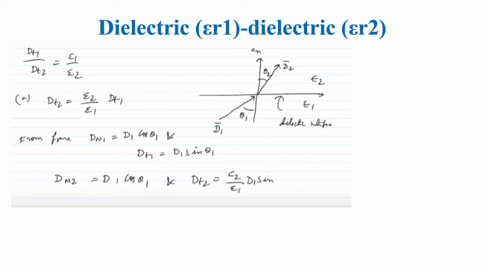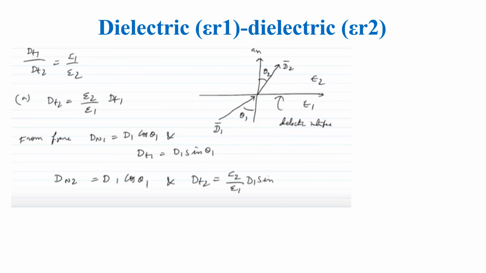Now let us demonstrate this further. Consider a medium with permittivity epsilon 1 and epsilon 2, two dielectric mediums, and one electric field line. You can see here that it is incident at an angle theta 1 with the normal, and in the second medium it moves with an angle theta 2.